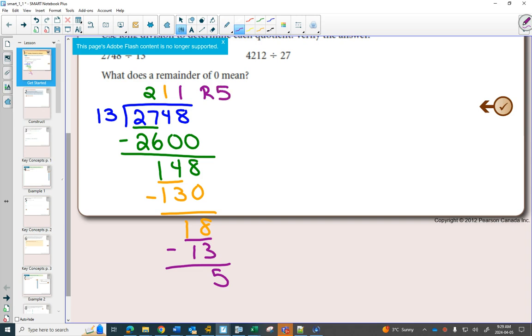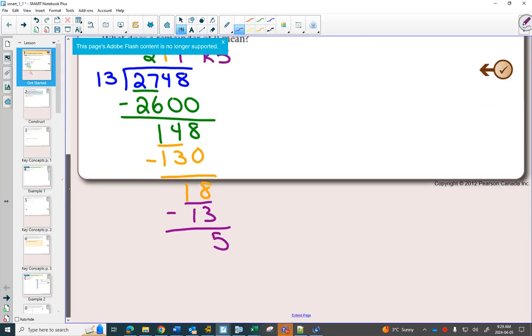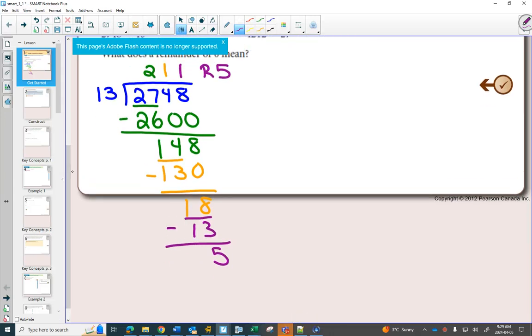So what this means, and I'm going to write this in 2 different ways, is that if you took 2,748 and divided it by 13, you would get 211, but you would still have an extra 5 that still needs to be divided by 13. So if you wanted an exact answer as a mixed fraction, 2,748 divided by 13 is 211 and 5/13. That's pretty accurate.